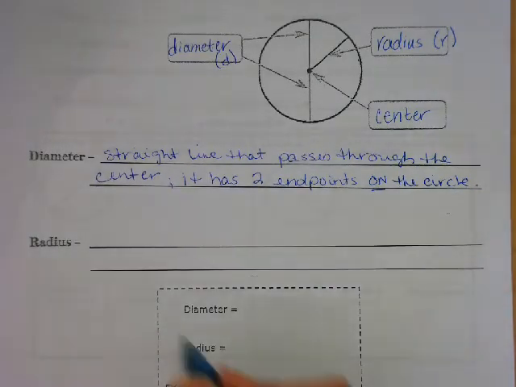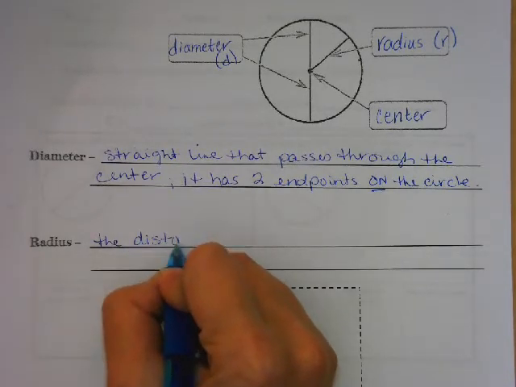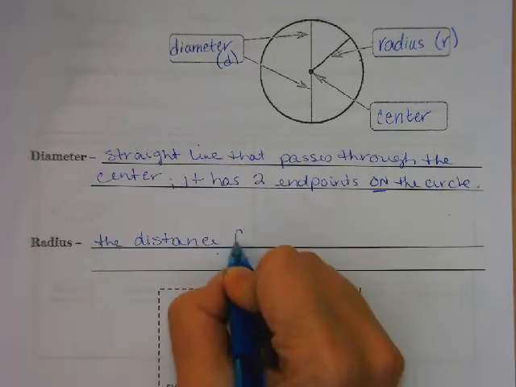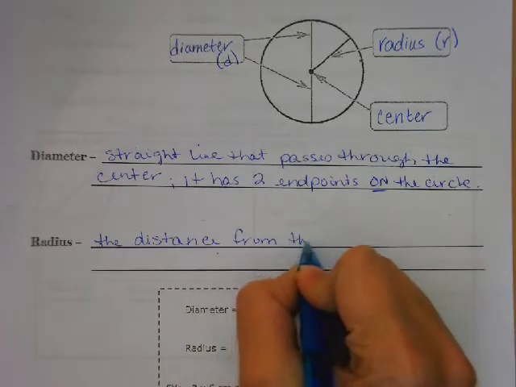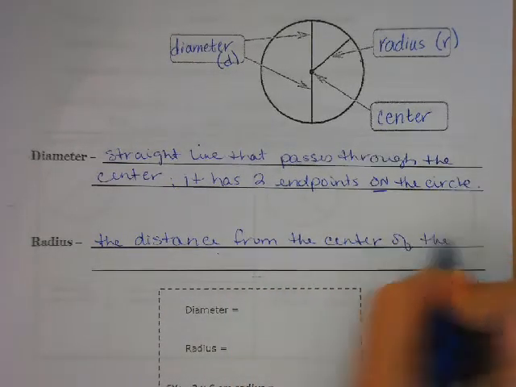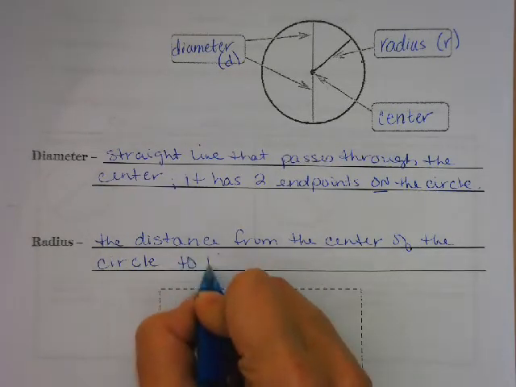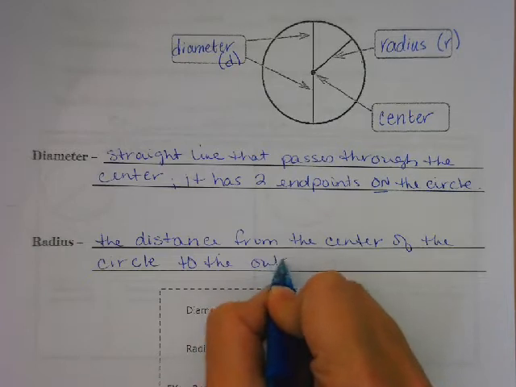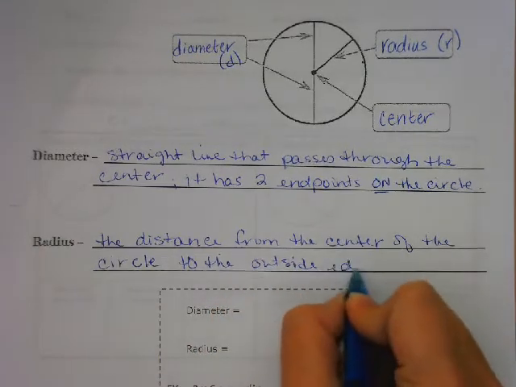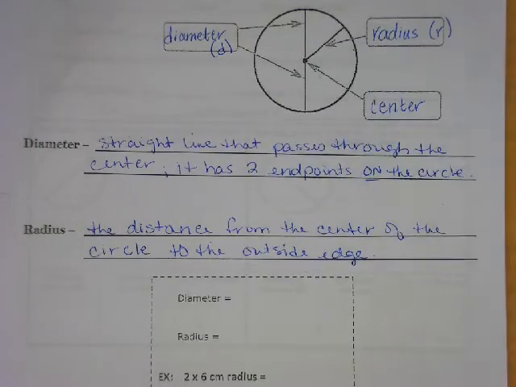A radius is the distance from the center of the circle to the outside edge. All right, so that's just words going with our picture here.